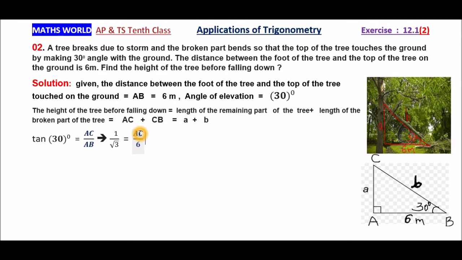I want the value of AC. I send this 6 other side. Here it is divided by. If I send this 6 other side, it becomes into multiplication. So that implies AC is equal to 6 into 1 by root 3. That is 6 by root 3. We got AC is 6 by root 3. We got opposite side.